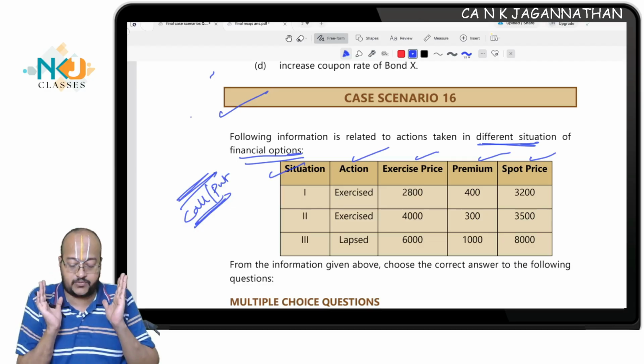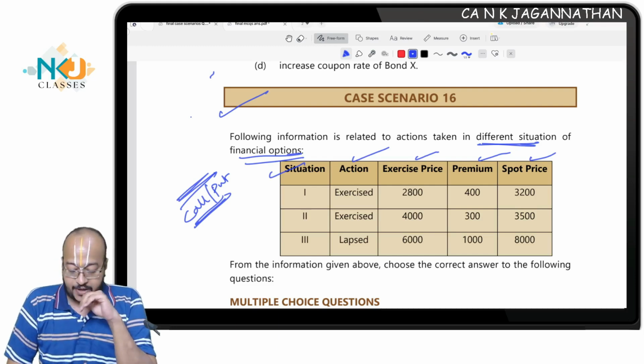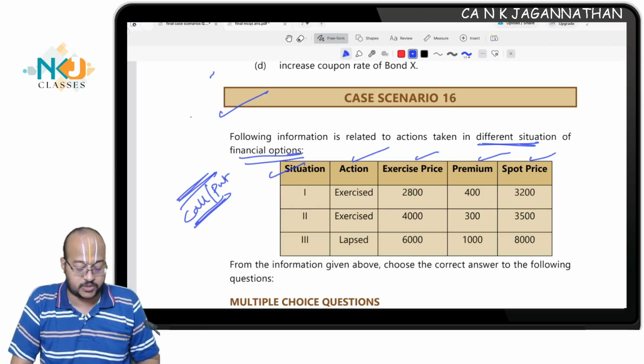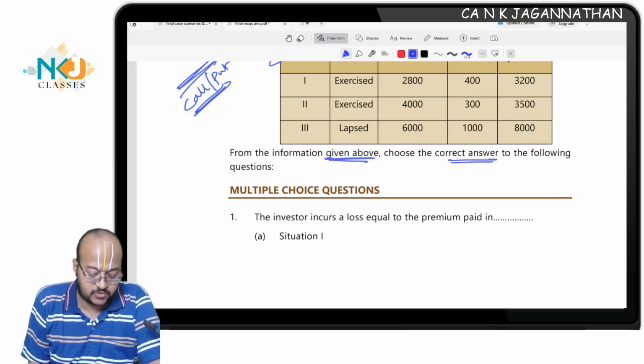or holding or selling. You need to identify it yourself. That is what they have given. Anyway, very interesting question. I don't know if they have purposefully given it like this. Anyway, we'll read the question and then try to understand. From the information given above, choose the correct answer to the following questions.